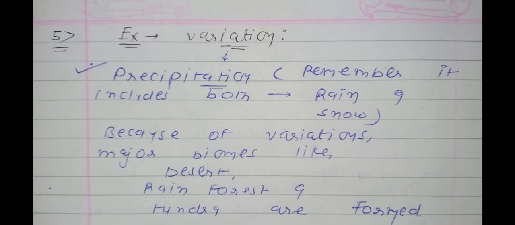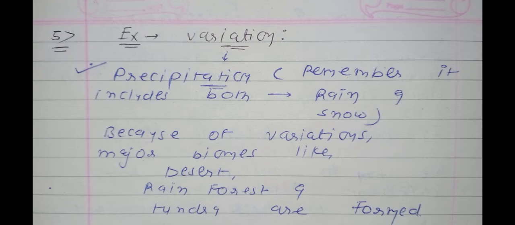Now see, different types of variations are there, meaning annual variations are there. Because of different types of annual variations, some processes are there. There is one process, precipitation. Underline this, it is important: precipitation. Remember, precipitation includes both rain and snow, which is one type of variation.